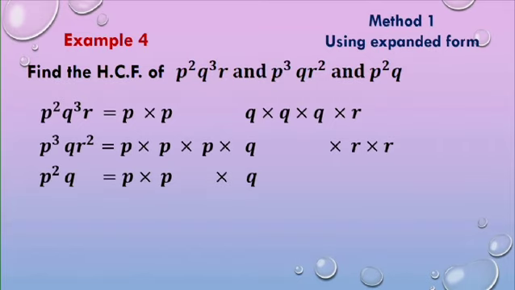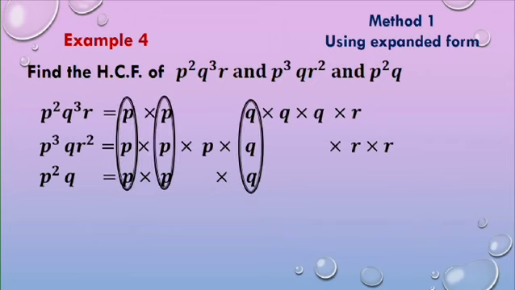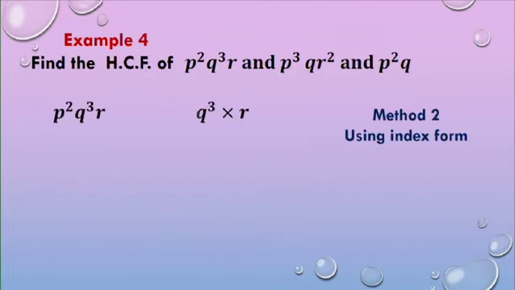Now tell me, what are the common factors? Yes, it is P, P again, and Q. So the HCF is P times P times Q, which is equal to P squared Q. Let's find the HCF of these three terms now using the second method, that is index form.